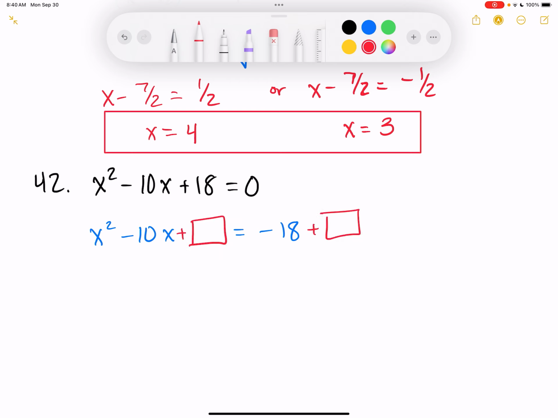Now, it's really nice when that middle term is an even number because when I half it, it comes out to be a whole number. It's not a fraction. Obviously, that's the preferred method, but that doesn't always happen. So half of 10 is 5. So in this box, we would put 5 squared to create a perfect square trinomial on the left side. Over here on the right, 5 squared, 25.